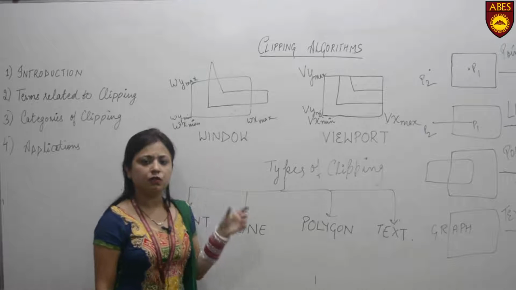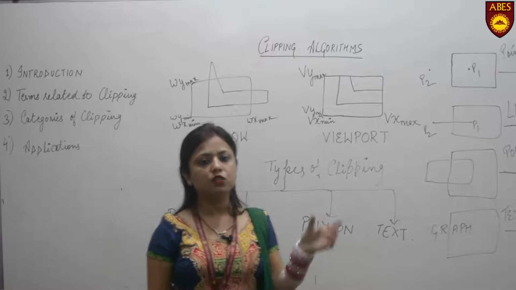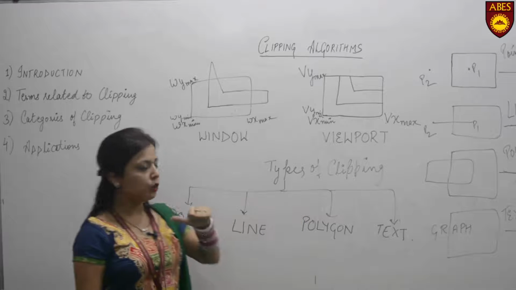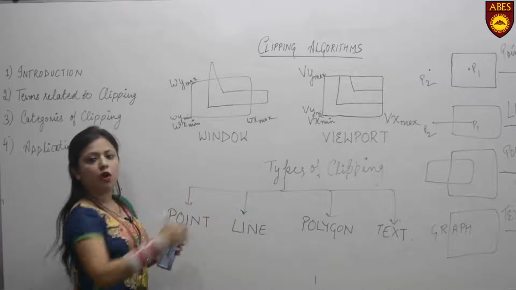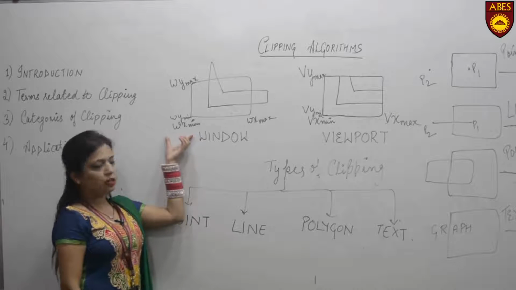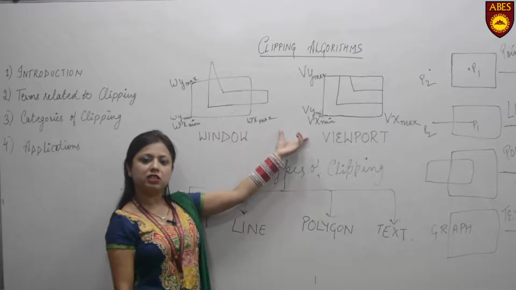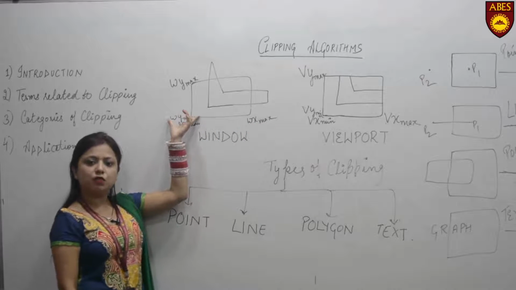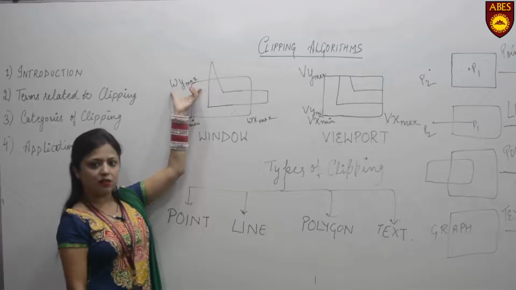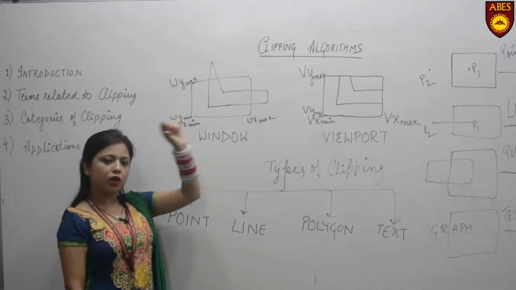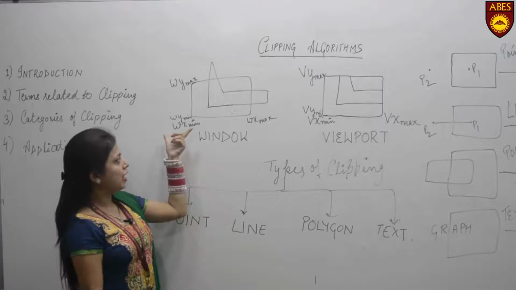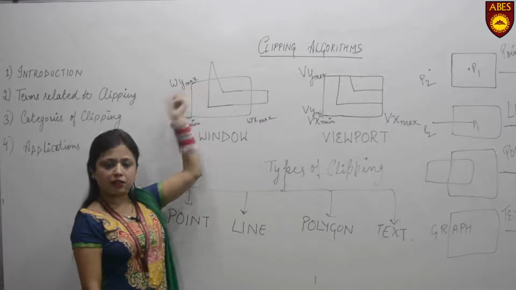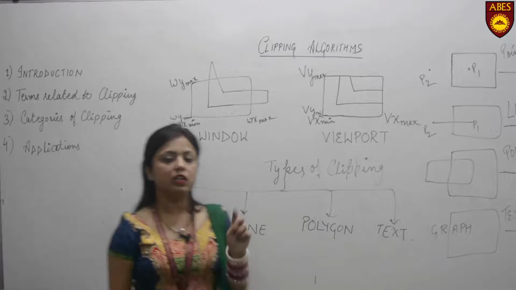Now, how can we define which part of the image is to be retained and which part is to be cropped out? We define a world coordinate area which starts at a particular x minimum value and ends at a maximum x value. Similarly, we take a y-axis which starts at y minimum and ends at y maximum. Only those coordinate points are retained whose values lie between x minimum and x maximum, and y minimum and y maximum.